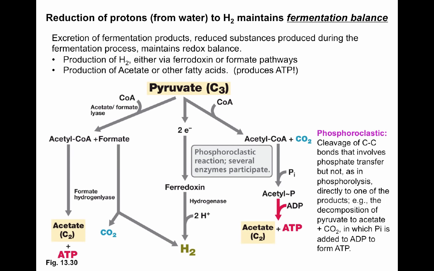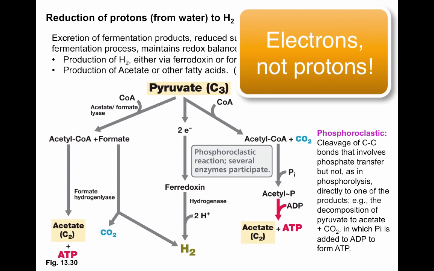The excretion of fermentation products, which reduces the substances produced during the fermentation process, is going to maintain the redox balance. For example, hydrogen could be produced either by the ferredoxin pathway or the formate pathway, and that is going to be one fermentation product that can then continue driving fermentation forward. Acetate or other kinds of fatty acids will also be produced, and at this point you can have production of ATP. For example, let's take a look at pyruvate, which as you know is a 3 carbon molecule. Pyruvate with a CoA molecule and the enzyme pyruvate formate lyase is going to generate acetyl-CoA and formate. Acetyl-CoA with different reactions will eventually form acetate and ATP. Formate is going to be broken down into carbon dioxide and hydrogen gas by the enzyme formate hydrogen lyase.